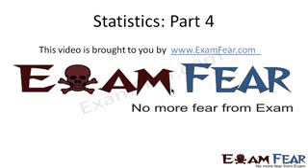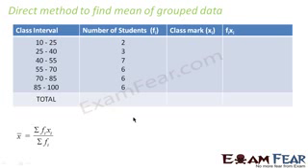Before watching this video, please make sure that you have watched Part 1 to Part 3. There are various methods to find the mean of grouped data. You use any method, you'll get the same answer, it doesn't matter. The first method we are talking about is the direct method.